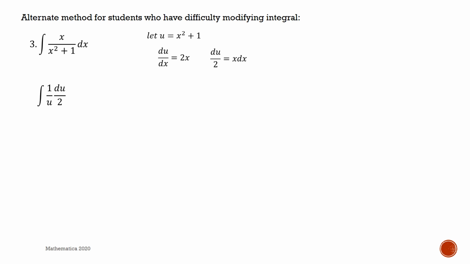Now du over 2 is simply a half multiplied by du. So I have 1/2 times the integral of 1 over u du. So far so good. We know what the integral of 1 over u is. It's simply ln u. And u in this case is x squared plus 1. Final answer, 1/2 times the ln of the absolute value of x squared plus 1, plus my constant. So we can use the substitution method every time we're trying to find a way to modify the look of the integral.